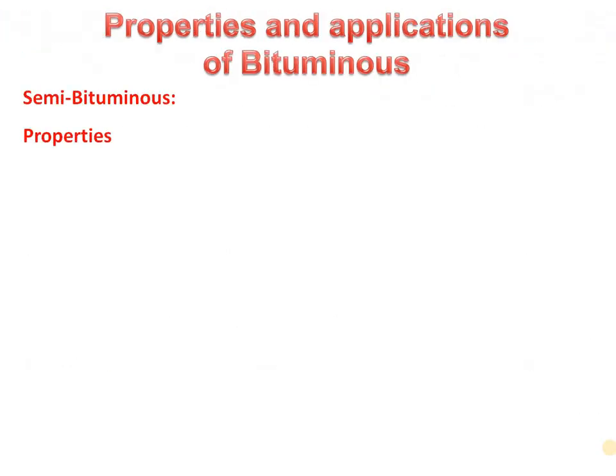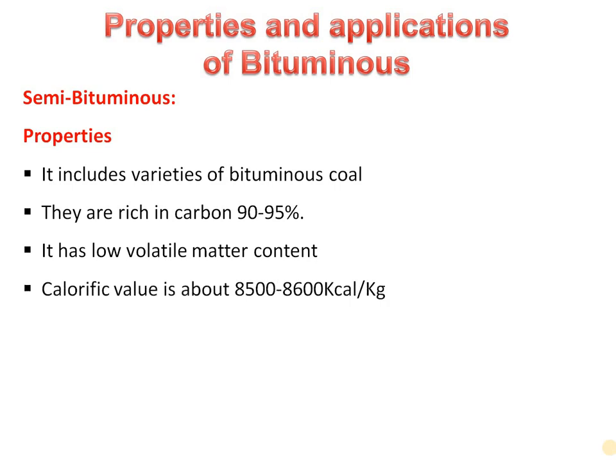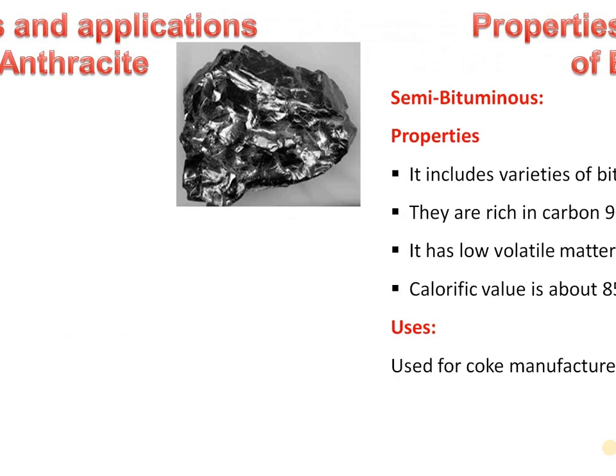Last one is the semi-bituminous. The properties are it includes varieties of bituminous coal. They are rich in carbon. Around 90 to 95% is the carbon content. It has low volatile matter content. Calorific value is around 8500 to 8600 kilocalorie per kg. Then use of semi-bituminous: it is used for coke manufacture.